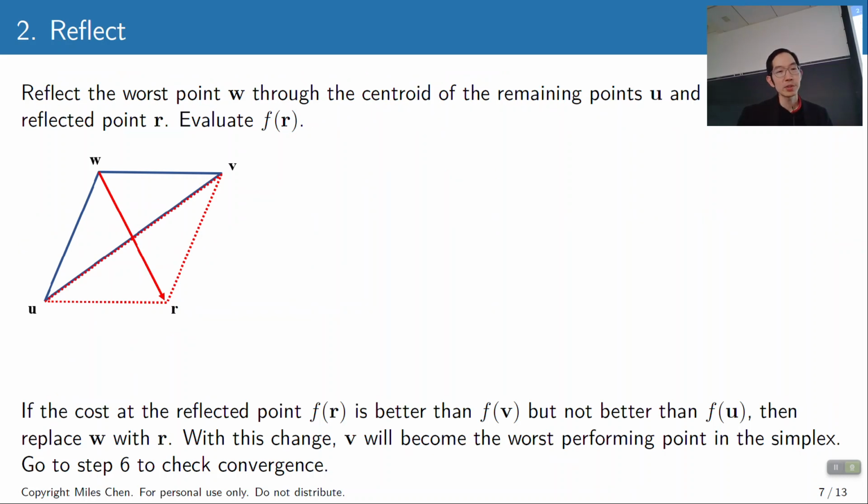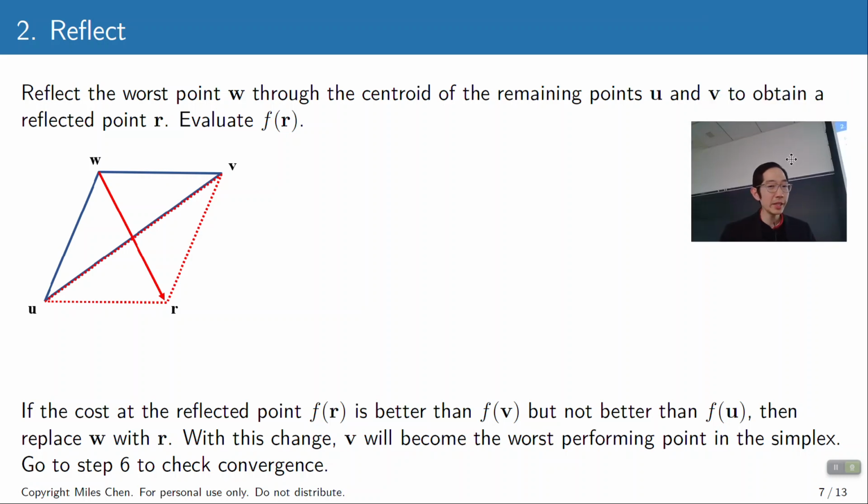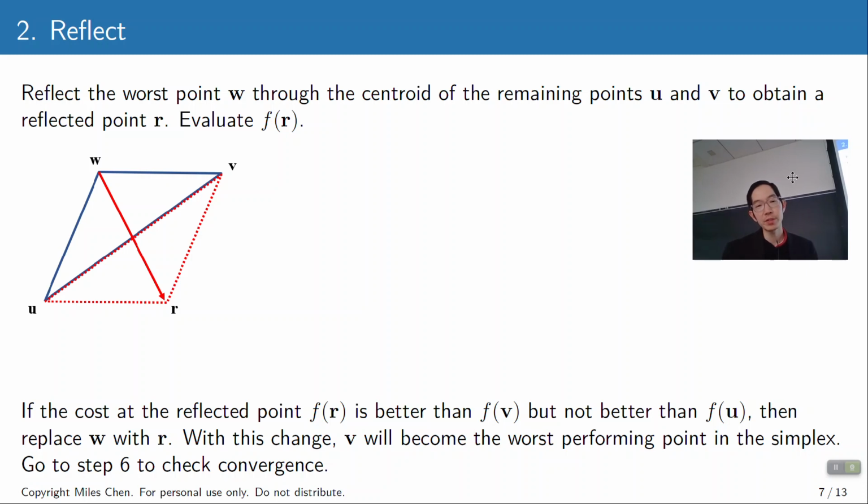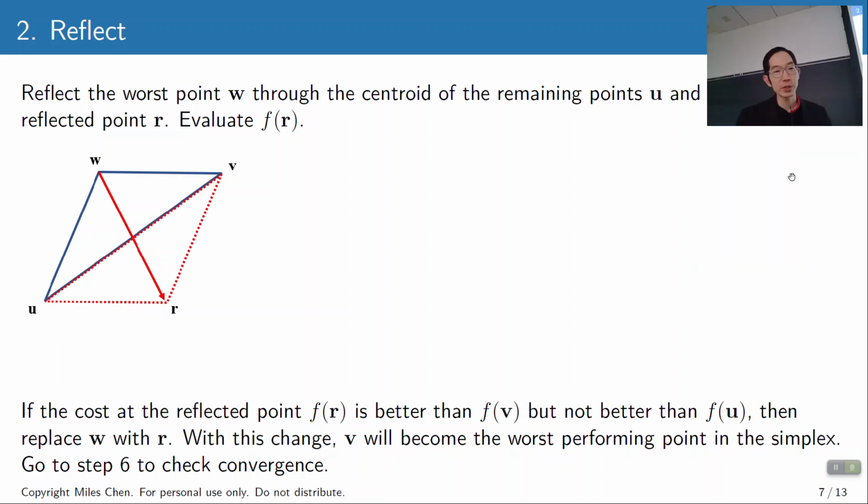Okay, so we take that worst point W, and we reflect it through the centroid of the 2 remaining points. Okay, so U and V perform better than W, and so we look at this line U and V, and we reflect W through that point. Okay, and so this gives us our point R.